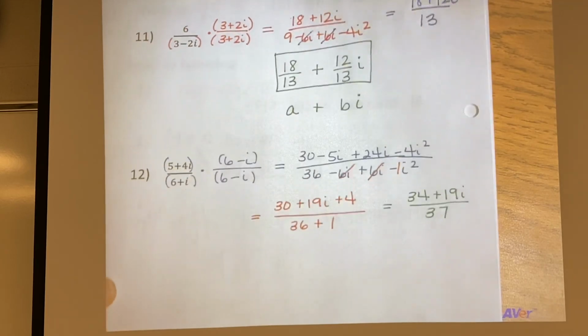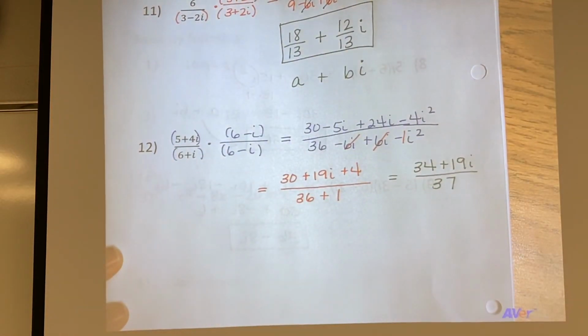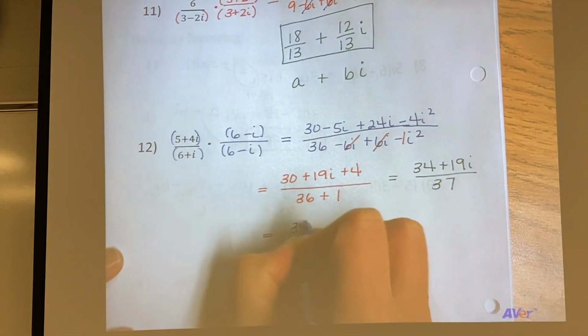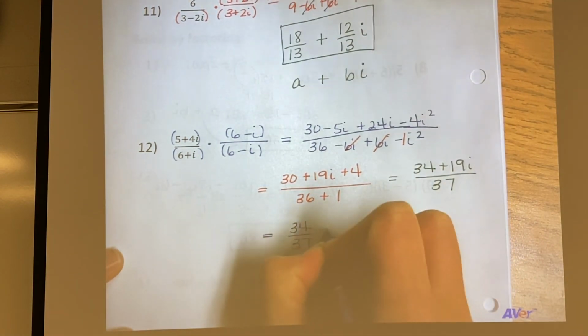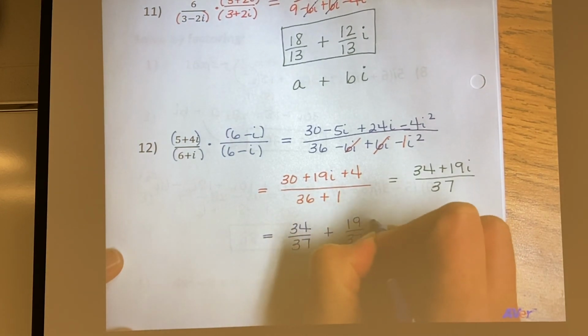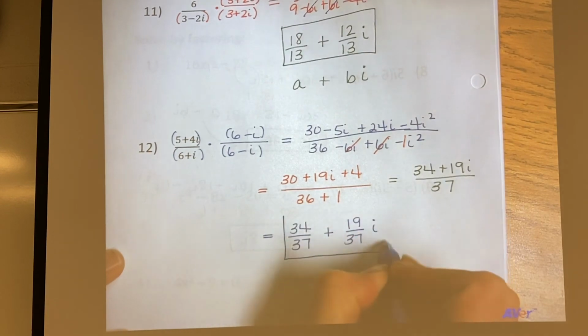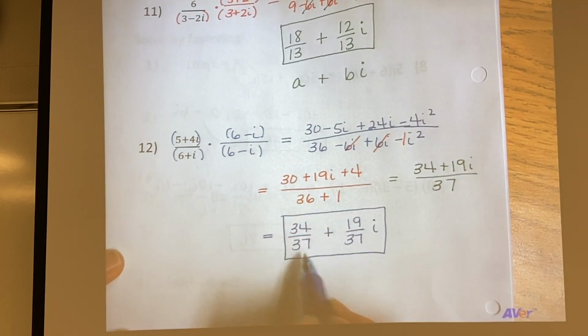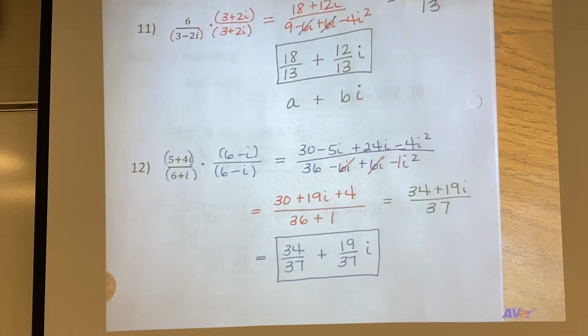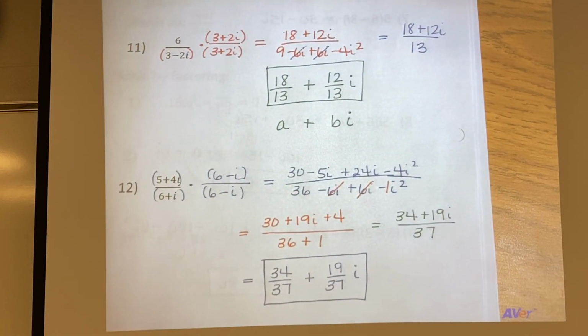But that is not written in a plus bi form. So we have to separate it. 34 over 37 plus 19 over 37i. And again, if you're asked what the a value is, you would say 34 over 37. If you're asked what the b value is, 19 over 37. And you would not include the i with the b if it asked you just for b.